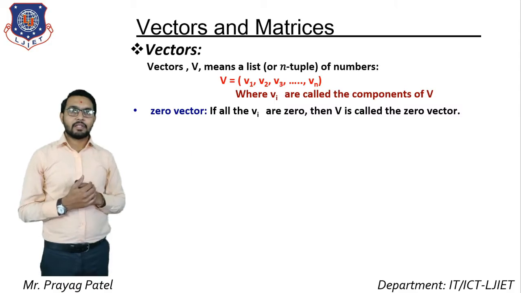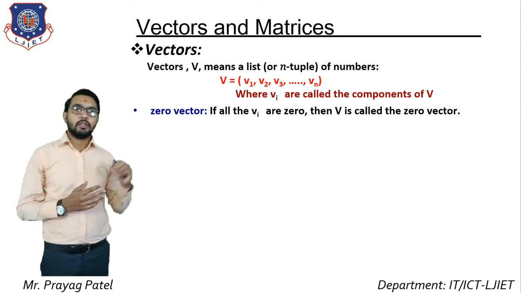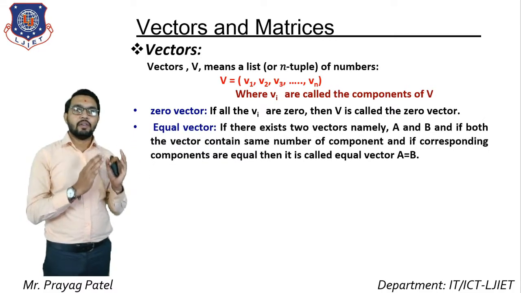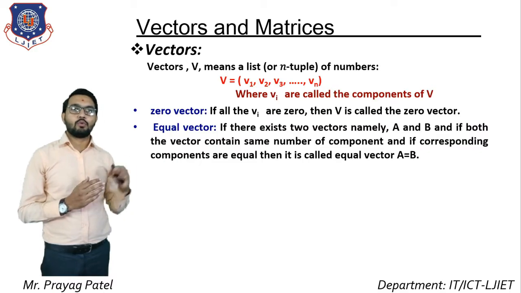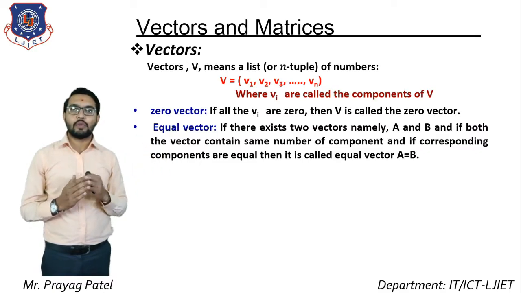Now the next definition is the zero vector. If all the Vi are 0, then V is called the zero vector. This means V1 equals 0, V2 equals 0, up to Vn equals 0, and then it is considered a zero vector.